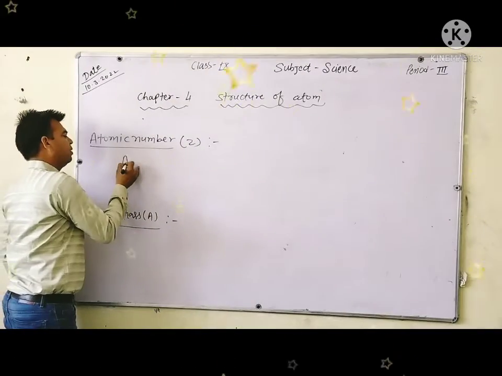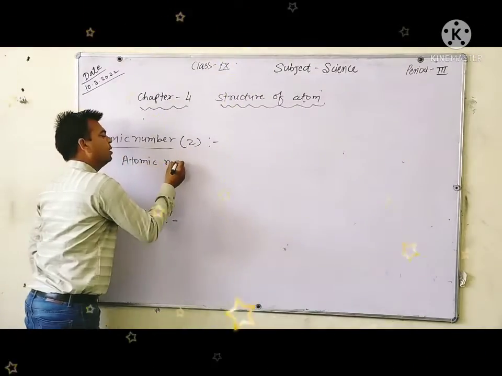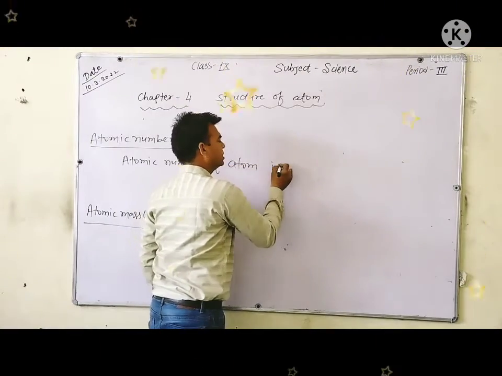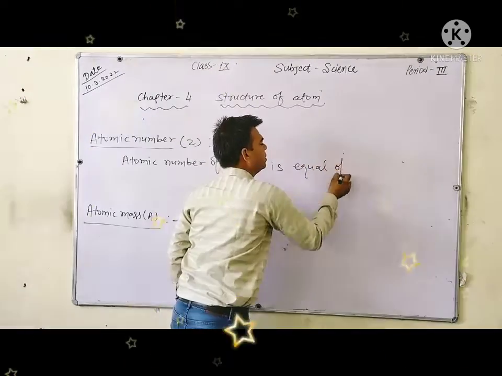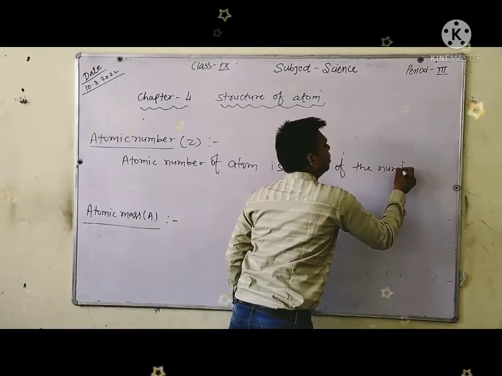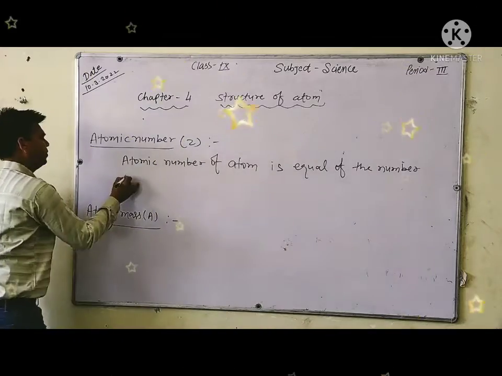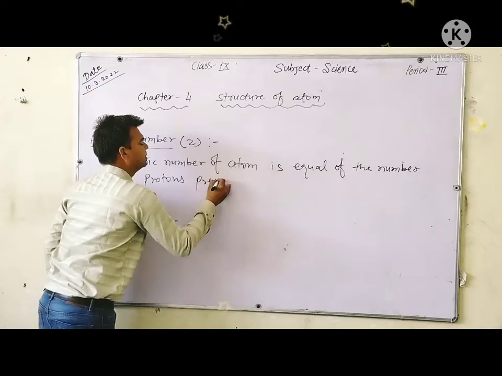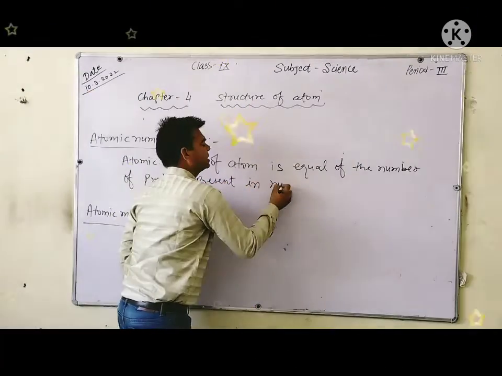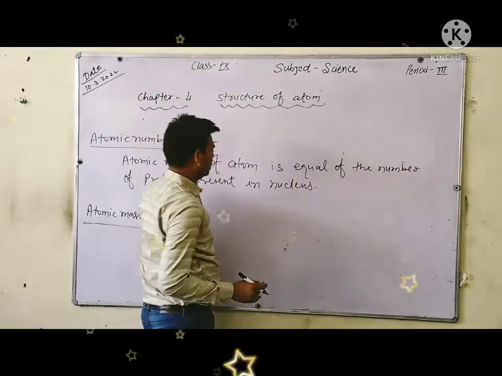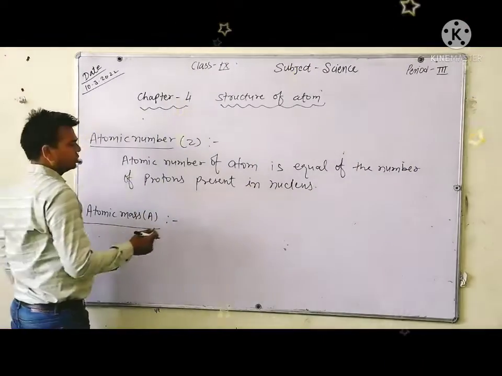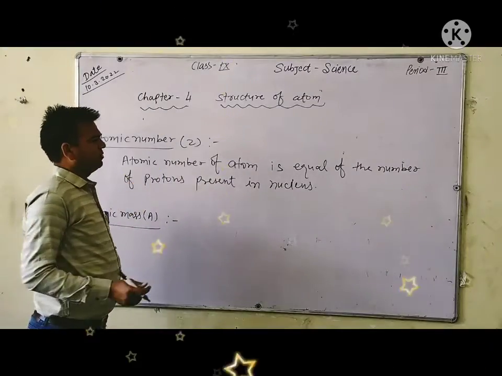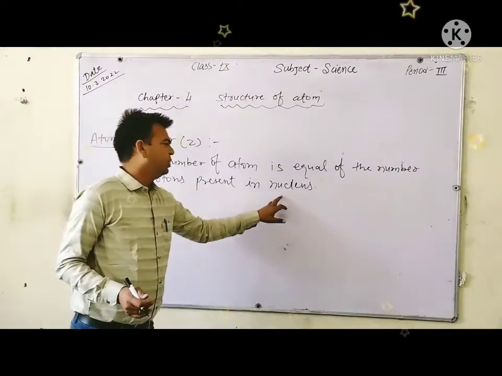The atomic number of atoms is equal to the number of protons present in the nucleus. So the atomic number is denoted by Z, and atomic number is equal to the number of protons present in the nucleus.